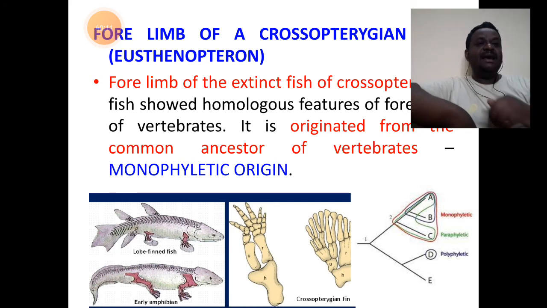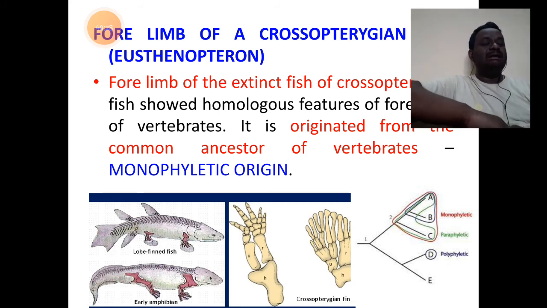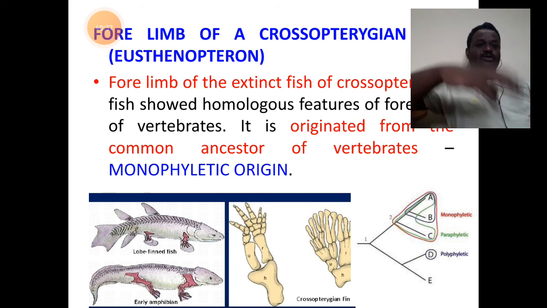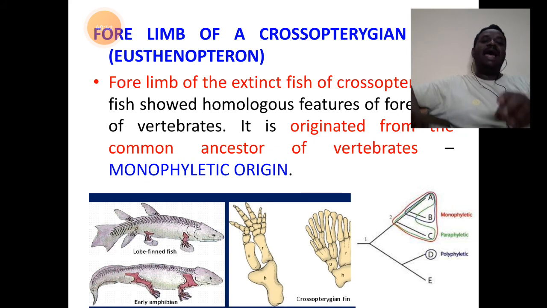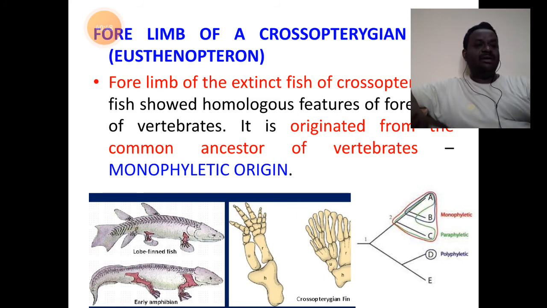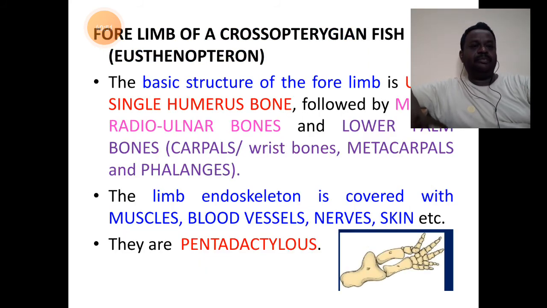We call it, hence, monophyletic origin. One common ancestor of vertebrates has given rise to them. And we also call it divergent evolution, because the ancestor has given rise to different species of organisms in due course of time. So, monophyletic origin. Down in the picture we can see those fish varieties and their forelimb structures, and on the extreme right is the monophyletic evolution tree representation of it.